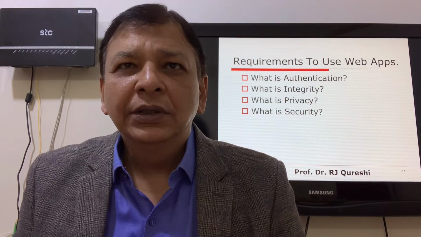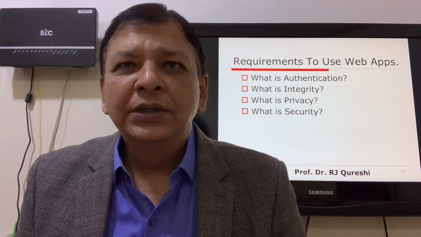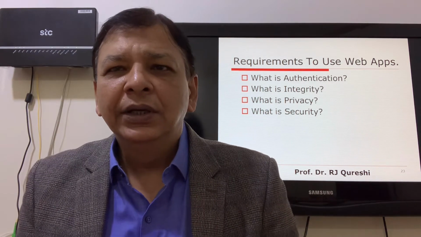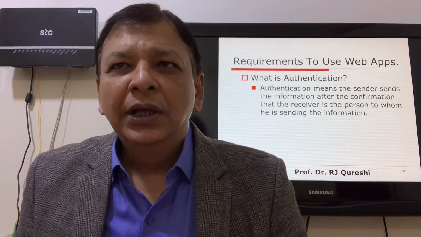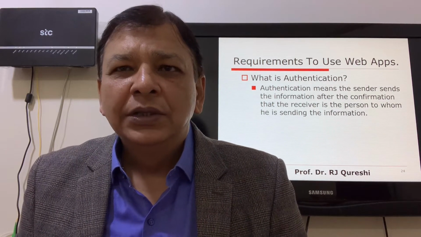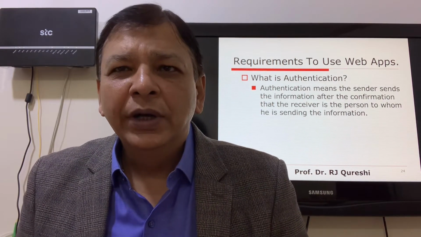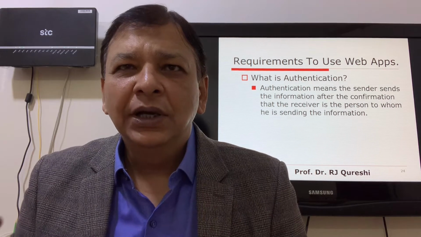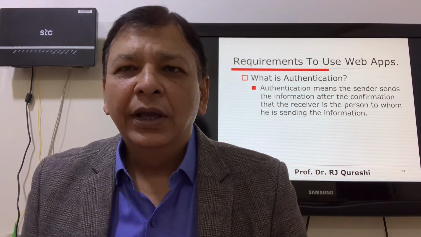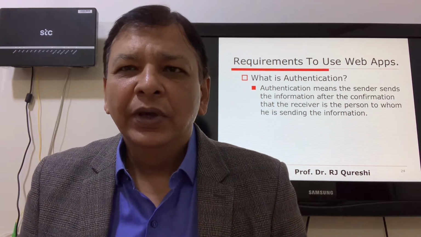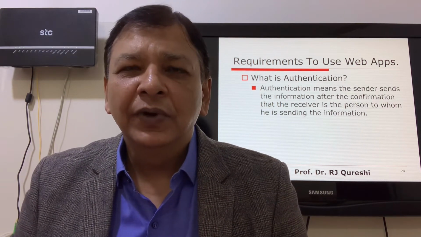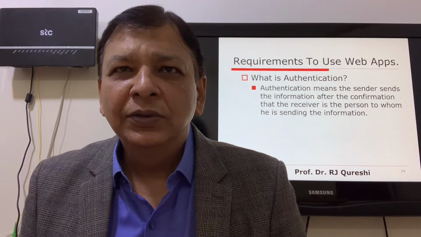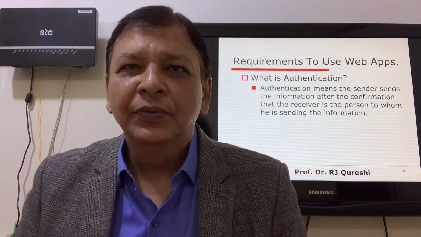Now the question is raised: what is authentication? What is integrity? What is privacy? What is security? Authentication means who is who. The sender knows what information, what data he is transferring to the receiver. Like in the network terminologies, we have Bob and Alice. So Bob knows this information is for Alice, and Alice knows I am receiving this information from Bob.